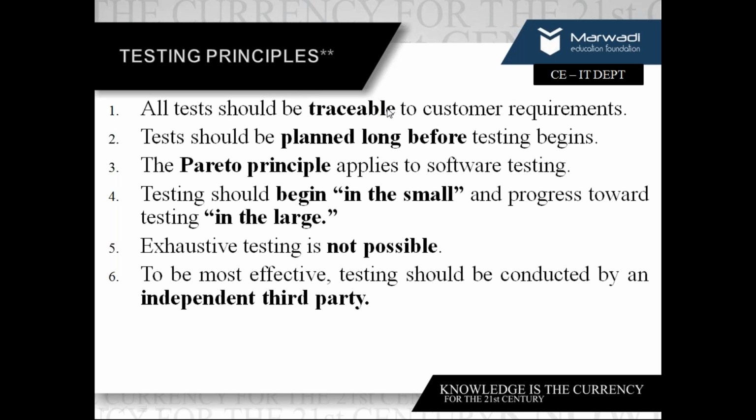Okay. The first point was traceable. Second point is planned long before it begins. Okay. Third one, the Pareto principle applies to software testing. Remember when I was talking about Pareto principle in quality chapter, I said it applies everywhere. 80% of the defects are due to 20% of components which are used in software. We calculated risk also in class with the same example, 70 and 30 ratio we took instead of 80 and 20. Okay, so it applies here. 3 points are clear.